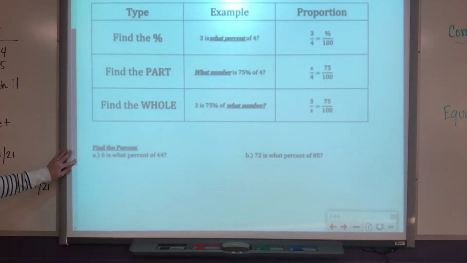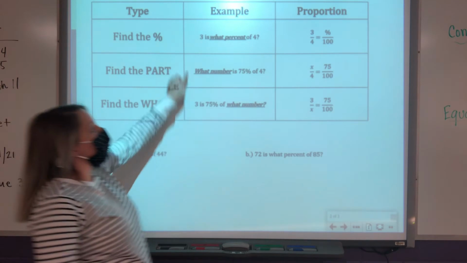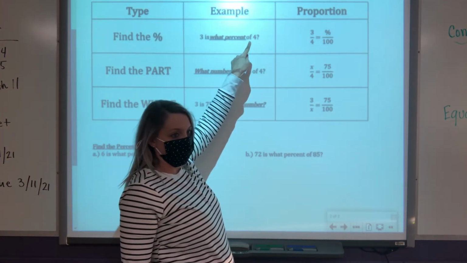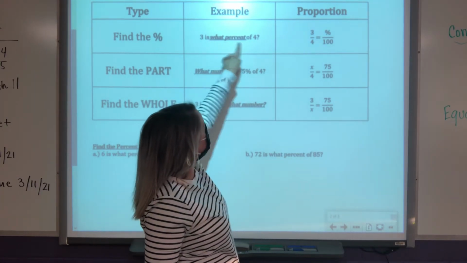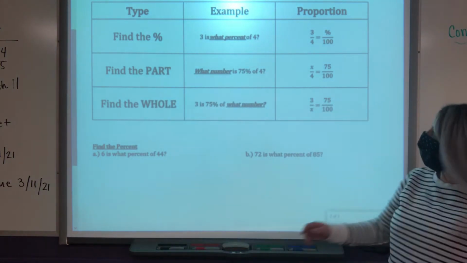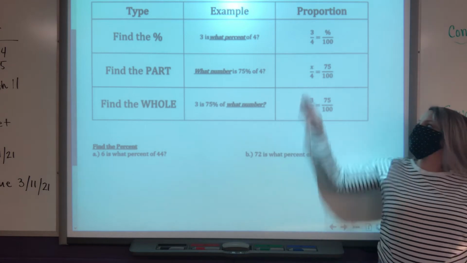If the question asks you to find the percent, so 3 is what percent of 4? Okay, so 3 is what percent of 4? We'll figure out how to solve it here in a minute, but we're just setting up the problem.